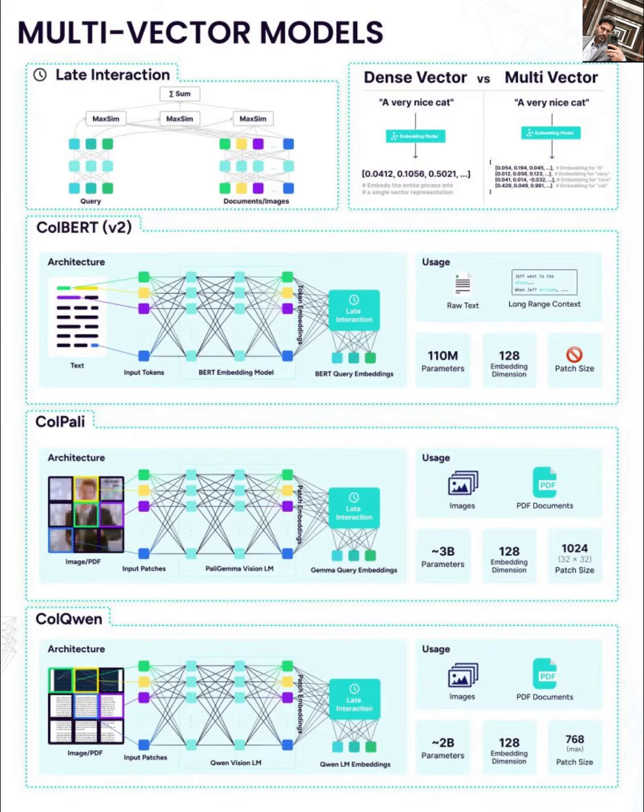Now, look at the multi-vector example, on the right. Instead of one vector for the whole phrase, this approach generates multiple vectors, maybe one for a very, one for nice, and one for cat. Each vector represents a part of the input. This keeps more of the granular detail.